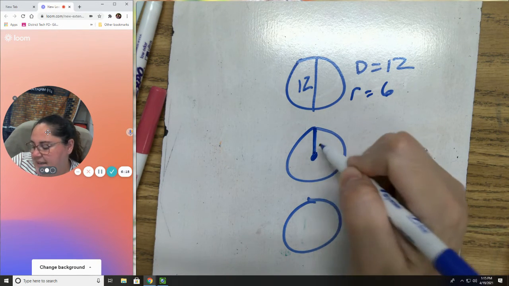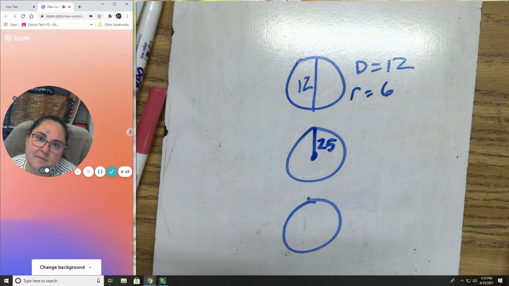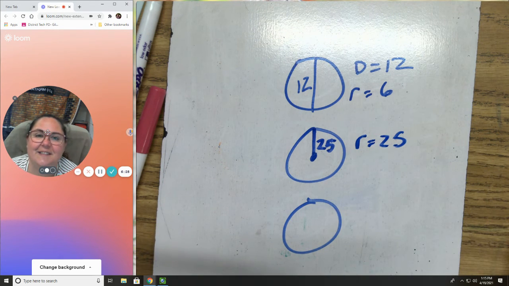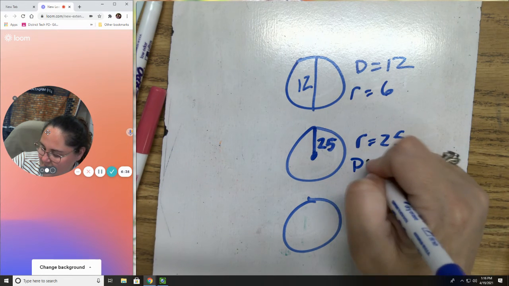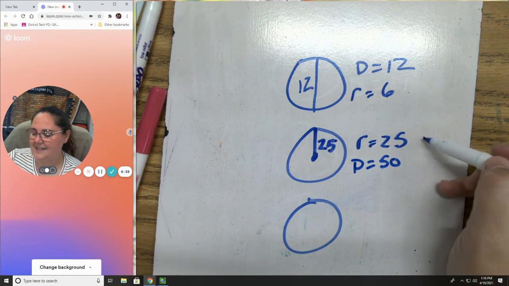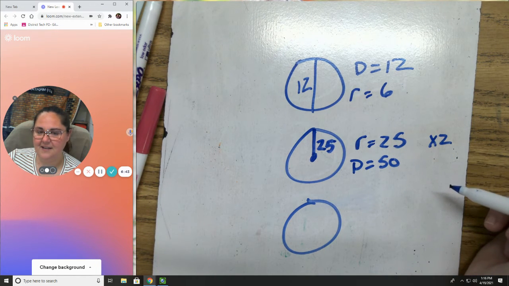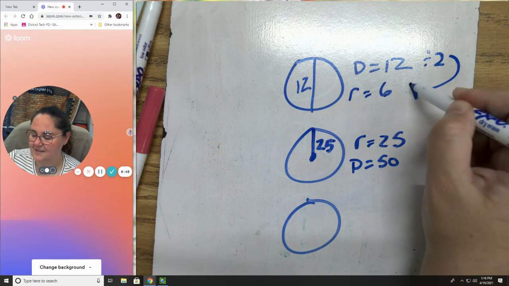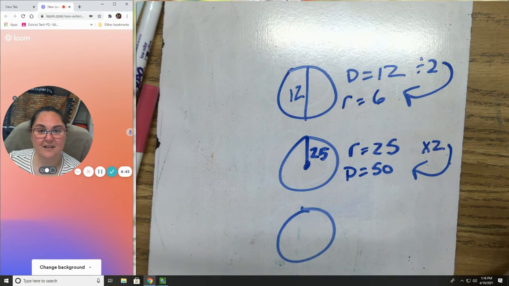Fine. My radius is 25. What's my diameter? 50, absolutely. Remember, your radius times 2 equals your diameter, right? Your diameter divided by 2 equals your radius. So you have to think about which process you're doing.